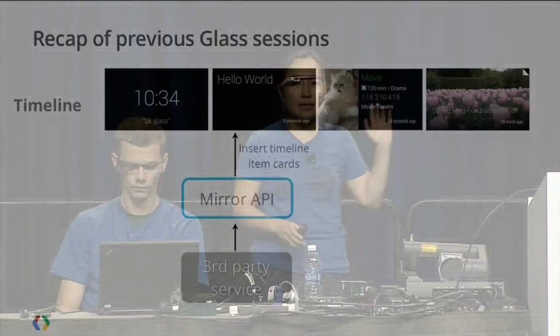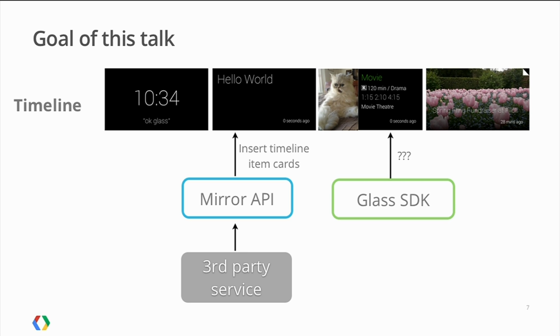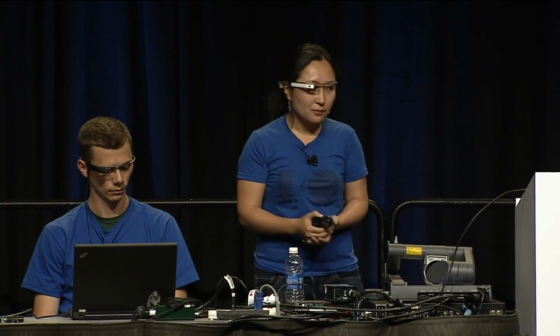If you are a third-party service, the way you can insert static timeline item cards into our main interface is using Mirror API, which is a cloud API. By design, it was made simple and easy to use, so that developers don't have to worry about managing system resources, such as power lock, wake lock, and camera, and so forth. For those tasks, PY and myself and the many engineers in the Glass team are currently actively working on designing and building the Glass SDK.